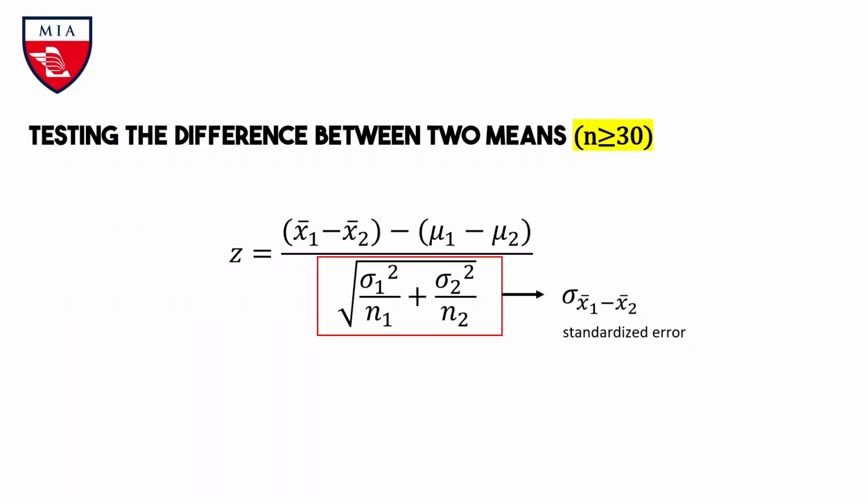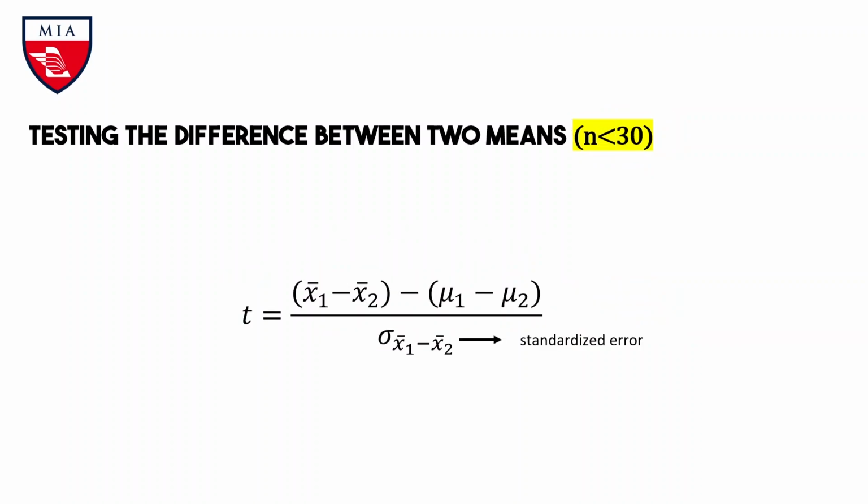So, testing the difference between two means. If the sample size n is greater than or equal to 30, again, you will use the z-test. So in terms of test statistic, we have this formula, quantity x bar sub 1 minus x bar sub 2 minus quantity mu sub 1 minus mu sub 2 all over square root of sigma sub 1 squared over n sub 1 plus sigma sub 2 squared over n sub 2. And this part of our z-test statistic formula is called the standard error. Okay?